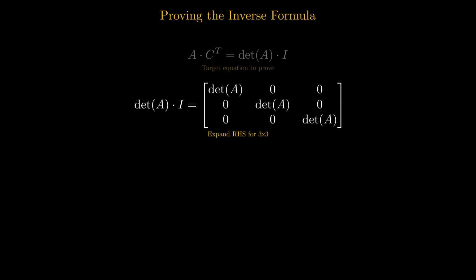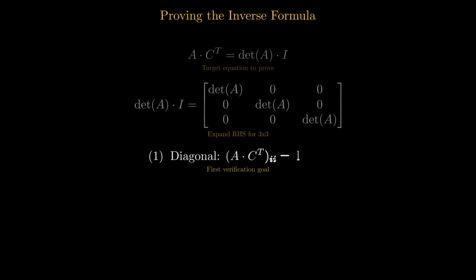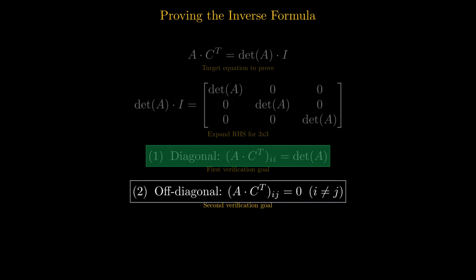The right-hand side, determinant of A times the identity, gives us a matrix with determinant of A on every diagonal entry and 0 everywhere else. So there are really two things we need to verify. First, that the diagonal entries of A times C transpose all equal the determinant of A. And second, that the off-diagonal entries all equal 0.